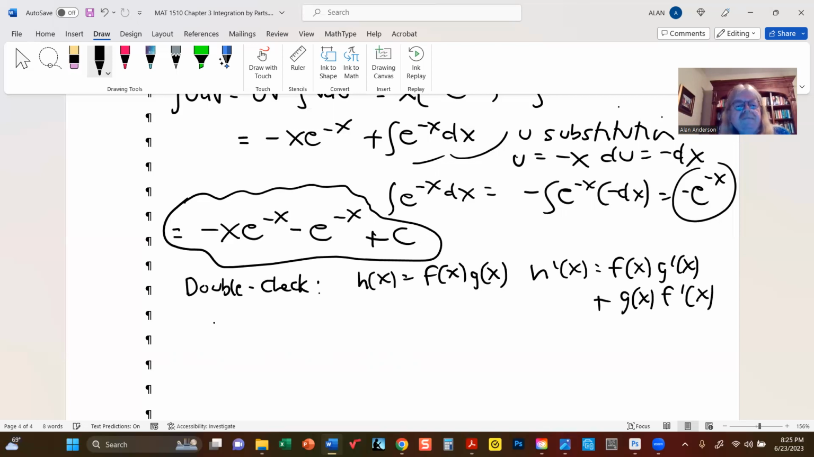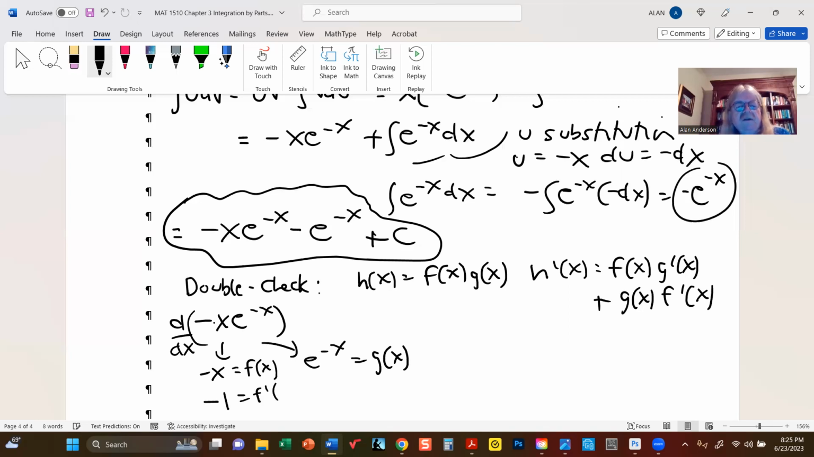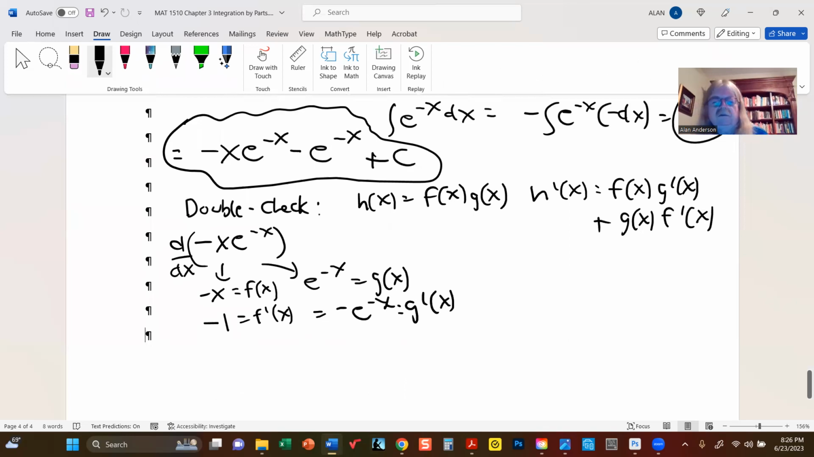So if you've got, and you let negative x be f of x, e to the minus x is g of x. Minus 1 would be f prime of x, and minus e to the minus x would be g prime of x. Okay. Let me simplify that just a little and clean it up.